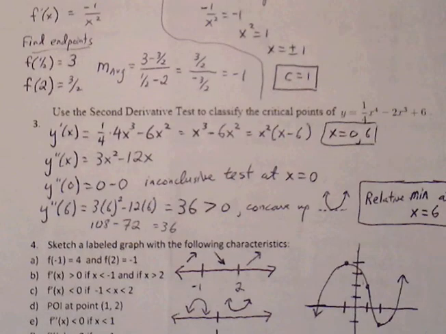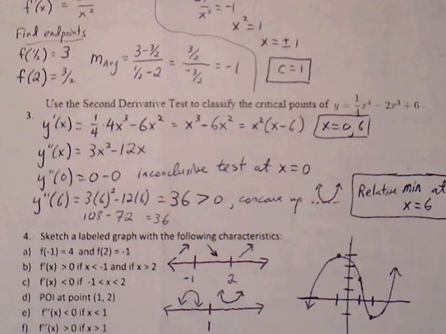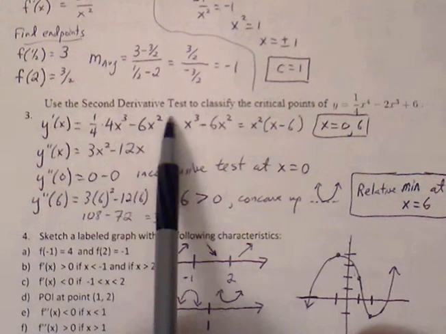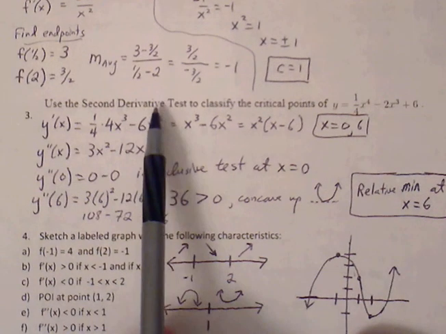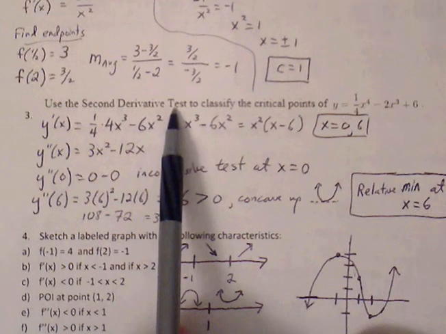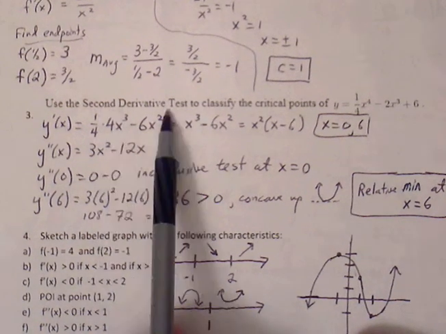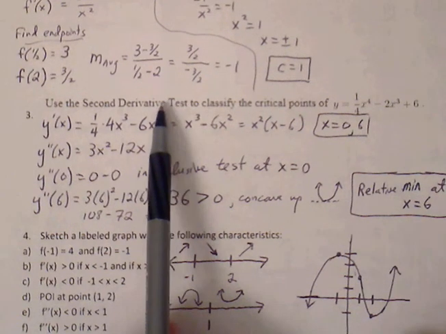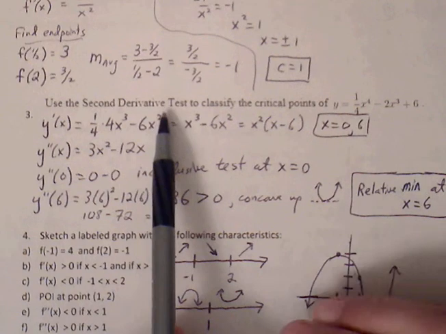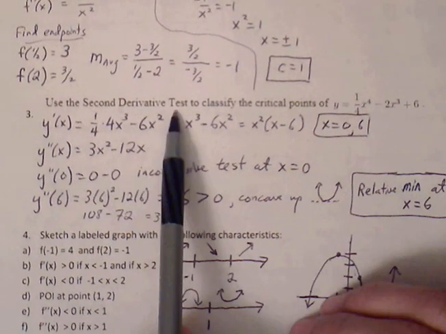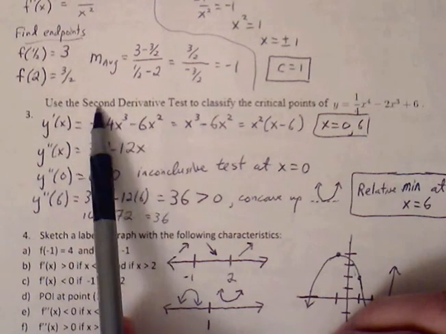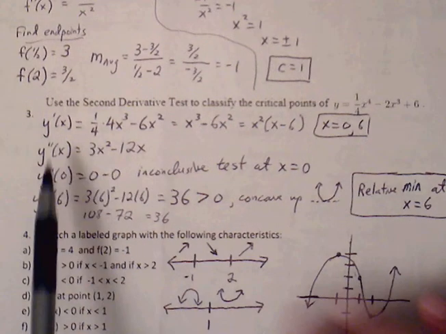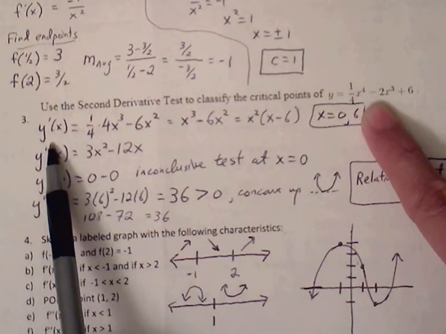Right, number 3: use the second derivative test to classify the critical points of our function f. Now, the second derivative test uses f double prime to find relative extrema. So this is not the test to find concavity or points of inflection. This is using the second derivative function to determine relative max and relative min. This essentially does the same thing that the first derivative test does, just using a different method.